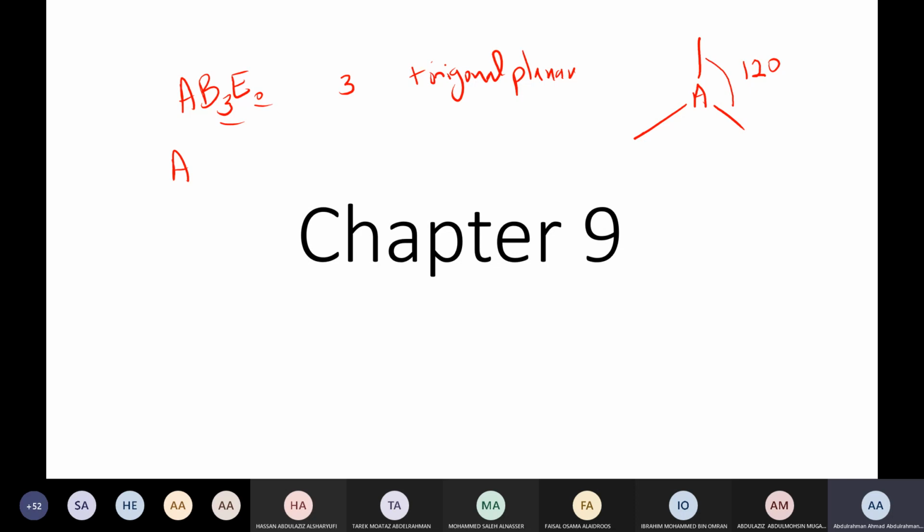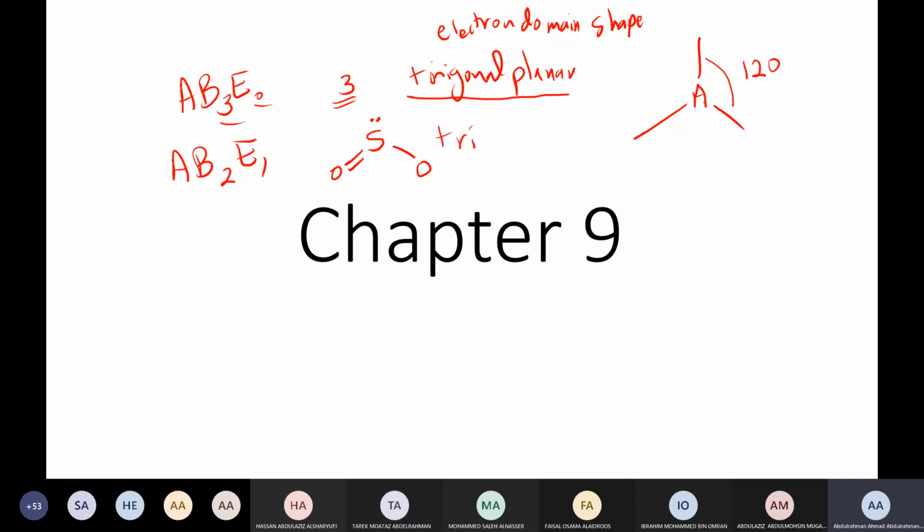Now, if I have AB2, E1, like for example, SO2. What's the electron domain for SO2? 3. So what should be the electron domain shape? Trigonal planar. This is the electron domain shape. Okay, what is it? Same thing. Trigonal planar. Is this clear? Yes.